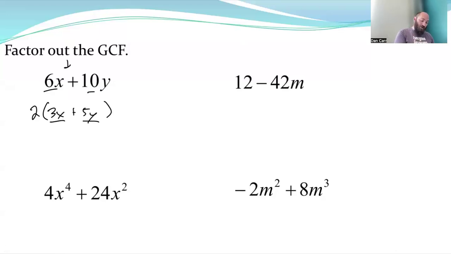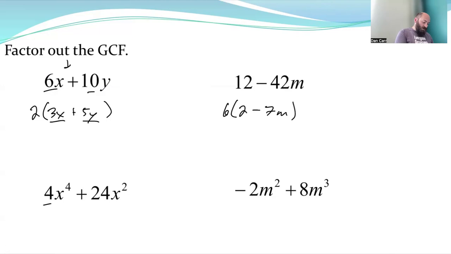We're going to do the next one the same exact thing with 12 and negative 42. I'm going to see what I can take out of both, which is a 6. I can take a 6 out, and there's no m in both of them, so we'll just do the 1. So it'll be 6 times 2 is left over because 6 times 2 is 12. And then negative 7m. Okay, so we have 6 factored out of both of those.